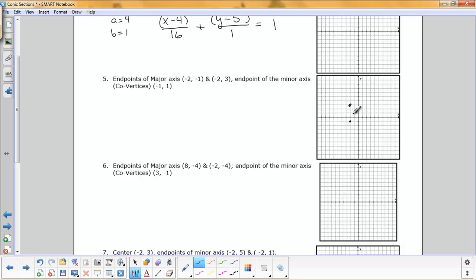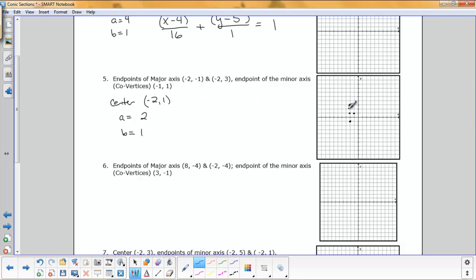Over here, I've got a co-vertex at this place. The length of this axis will obviously be 2, with the center point halfway between. So that means that the center is located at negative 2, 1. The value of A is 2 units long, and the value of B is 1 unit long.